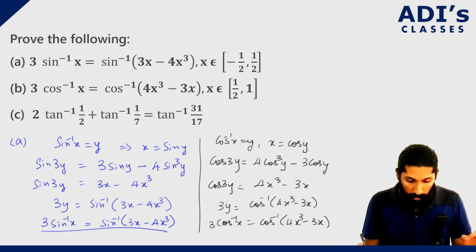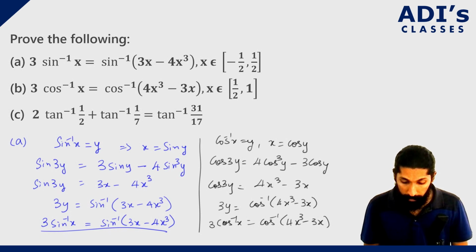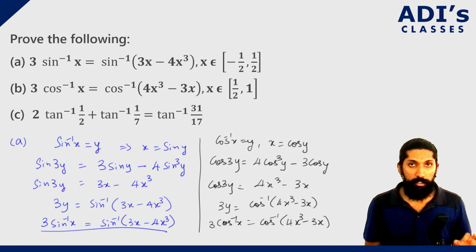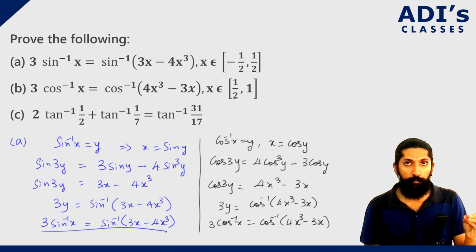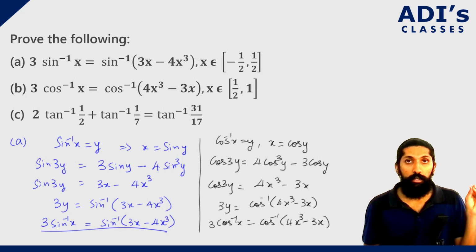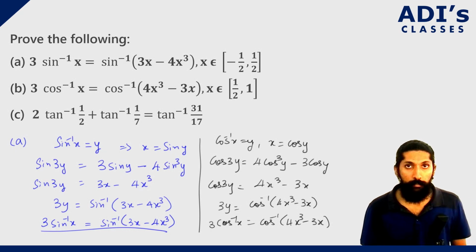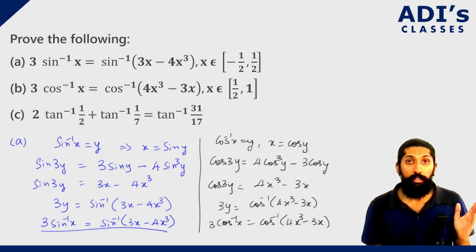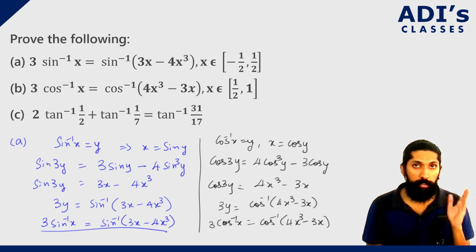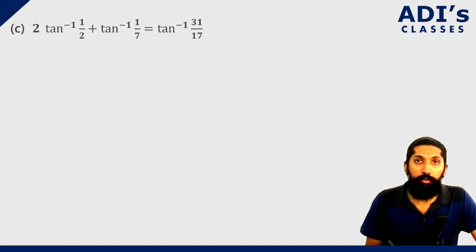You have 2 tan inverse of half plus tan inverse of 1 by 7 is equal to tan inverse of 31 by 17. First, you apply the formula: 2 tan inverse of x is tan inverse of 2x by 1 minus x square. Then you have to apply tan inverse of x plus tan inverse of y. Okay, let's do the math here. Let's see how to solve this one.